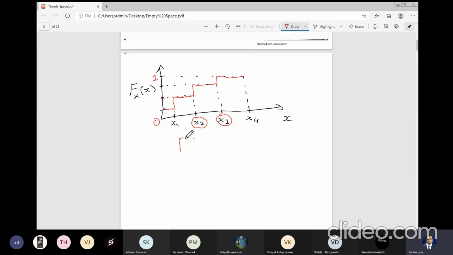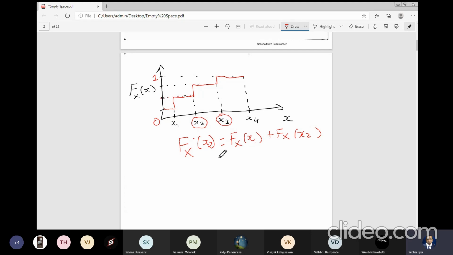If I need FX at x2, what will be the value? It will be FX at x1 plus FX at x2, right? So at x2, it is cumulating or adding the previous values, right? If I don't do the CDF, then it is very difficult for me to find the outcome at x2, x3, and x1, right? I can always find the final value because I know that probability is always going to be between 0 and 1. But at each point, x1, x2, x3, I will not be able to find the value, right?